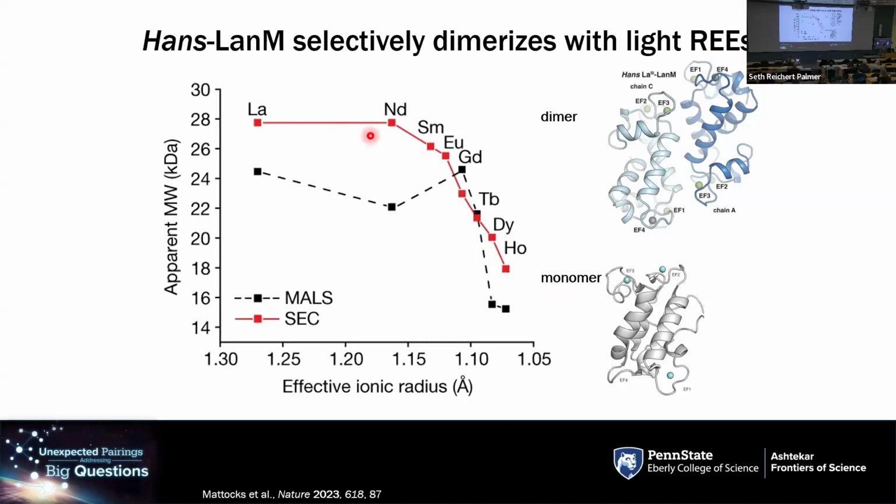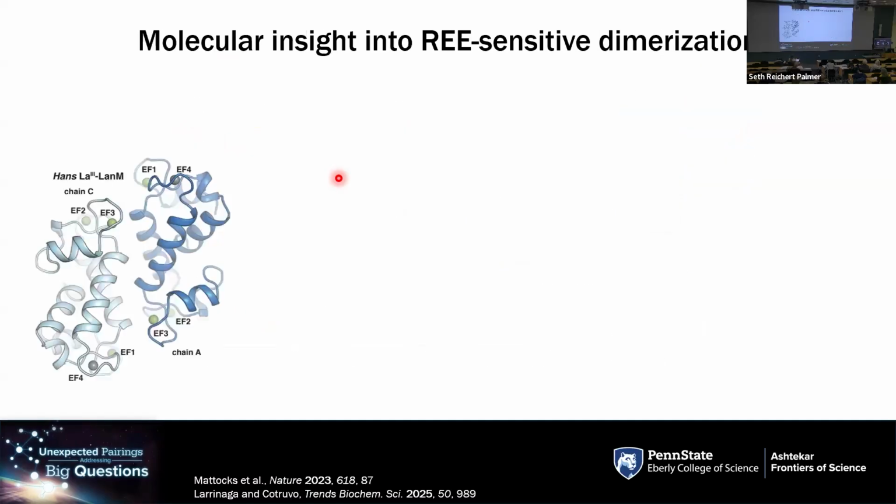So Hans was really interesting because not only did it fold up into this tightly bound structure when rare earths bound, but when certain ones bound, the protein also interacted with another one of itself to form this dimer. So the lighter rare earths, lanthanum, neodymium, etc., induce this dimer, but the heavier ones, like dysprosium, do not. The protein stuck as a monomer. So why is that?